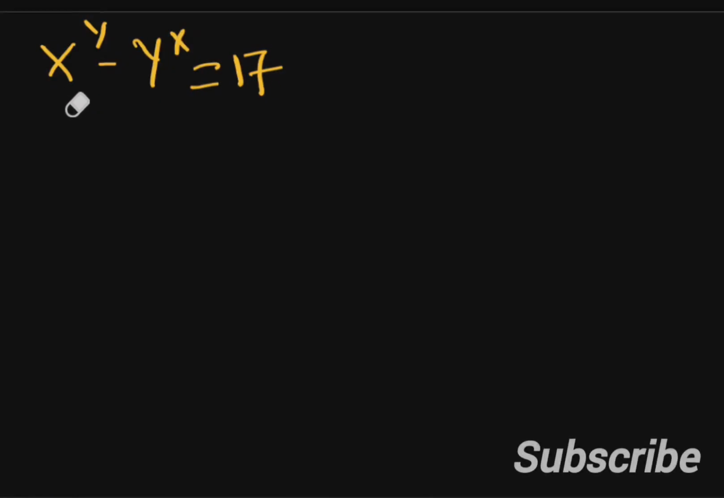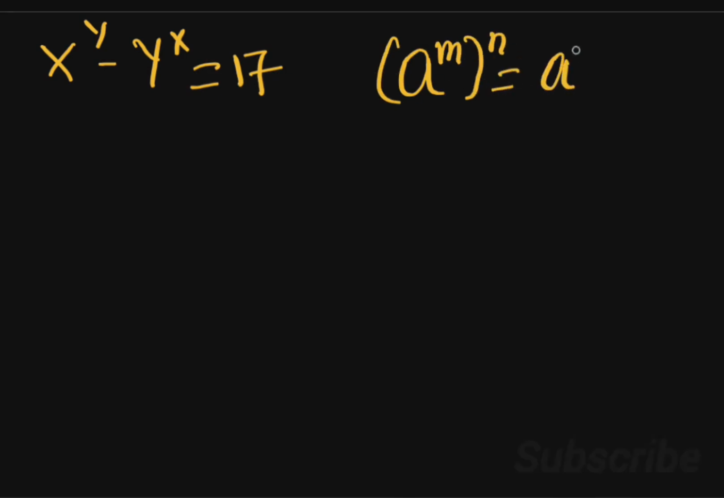Today we are going to solve this math equation: x to the power of y minus y to the power of x is equal to 17. For this, we are going to use the main formula: a to the power of m, all this to the power of n, is equal to a to the power of m times n.